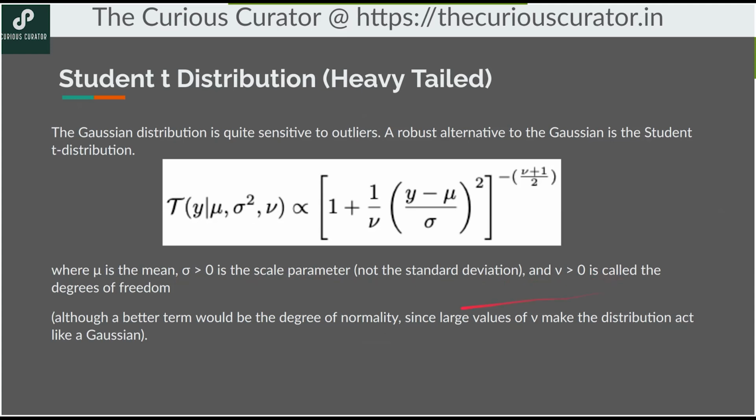V greater than 0 is called degree of freedom. Actually it's called degree of freedom, but if you read about it, you'll see that a better term is degree of normality. So this V or mu controls the degree of normality. Okay.